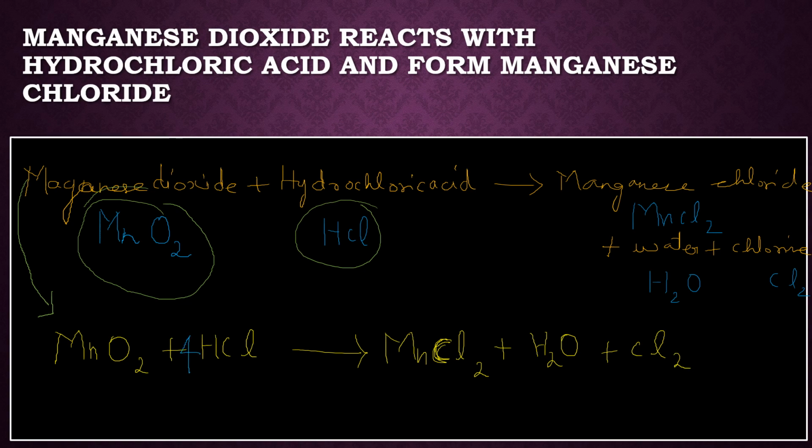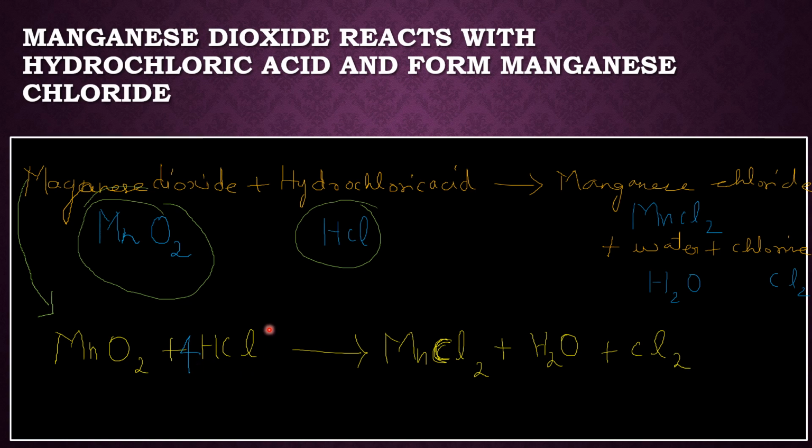So this 4 is not only for the chlorine but also for the hydrogen. We are making changes in the coefficient, not in the subscript. We should make use of the subscript while balancing the equation, but we shouldn't make any changes in the subscript. This is subscript. We have to make changes only in the coefficient. Coefficient is always written at the front of the formulas.